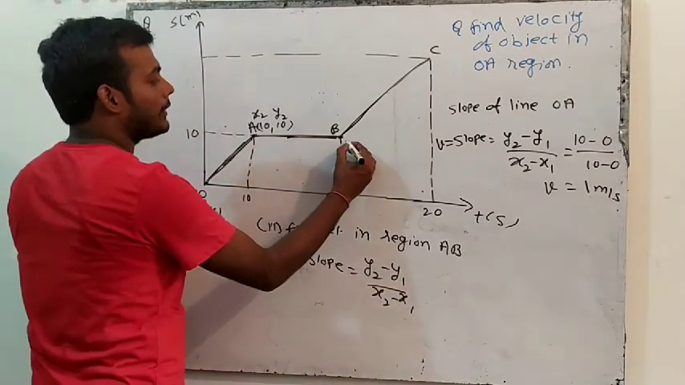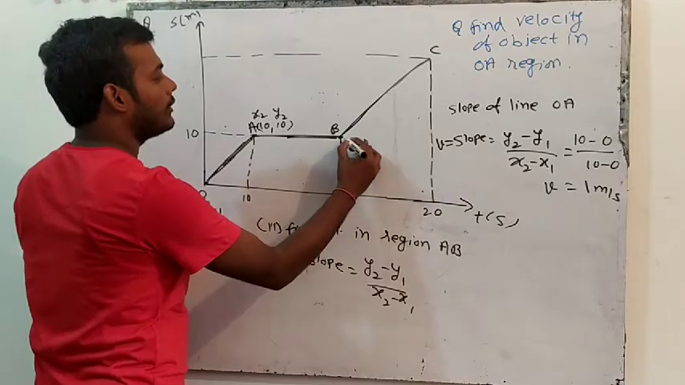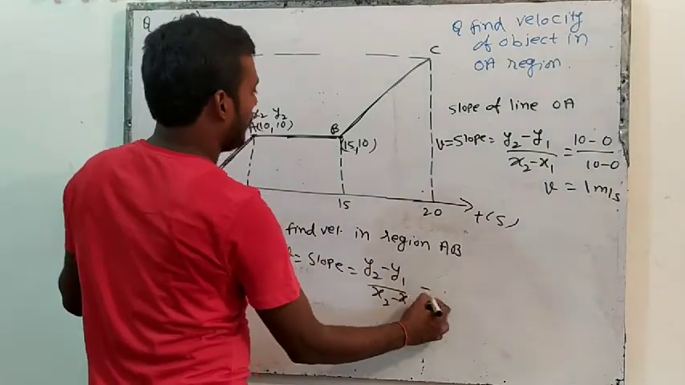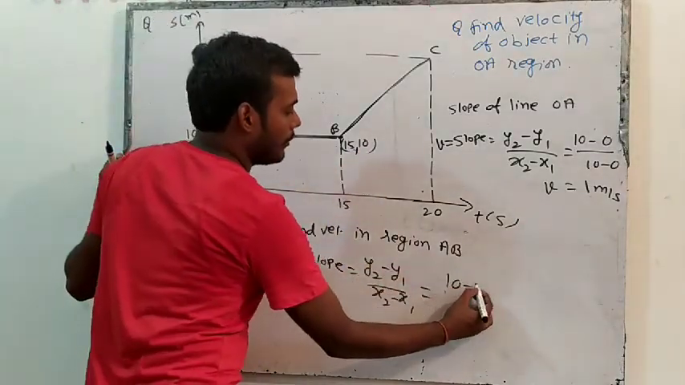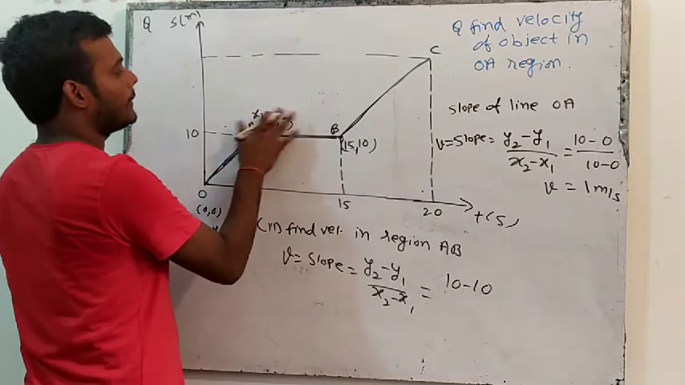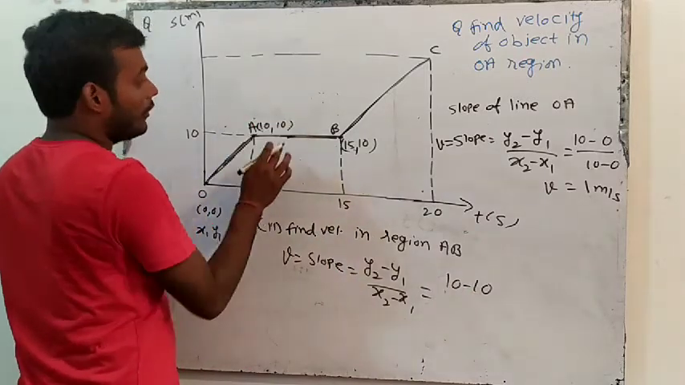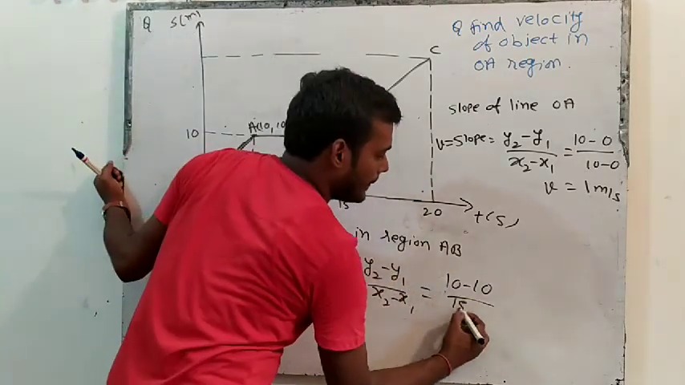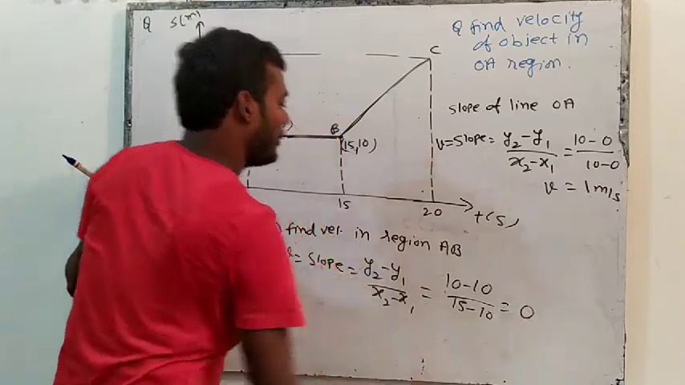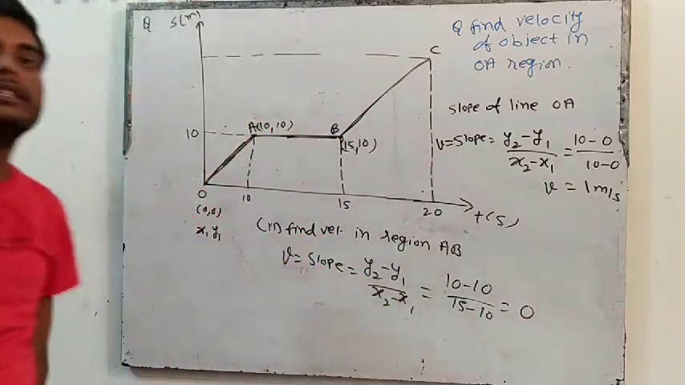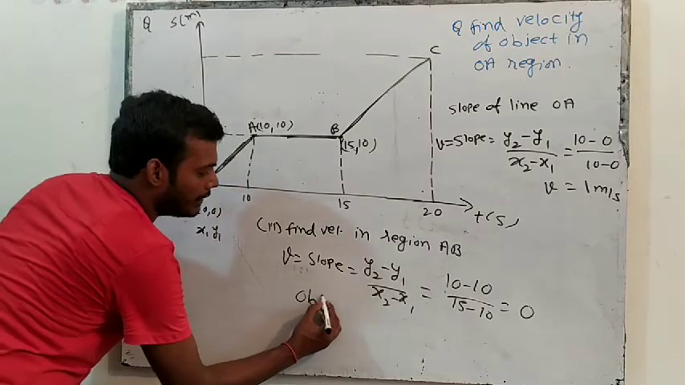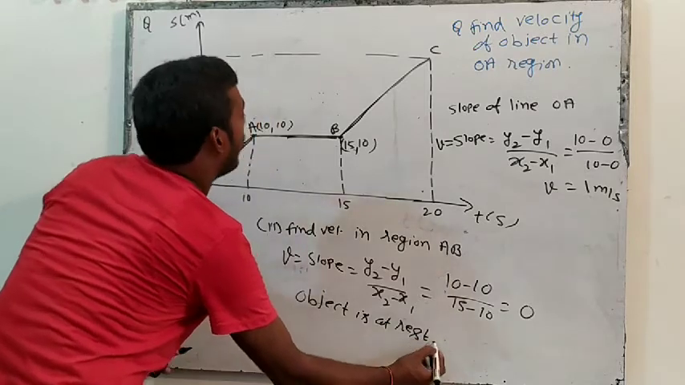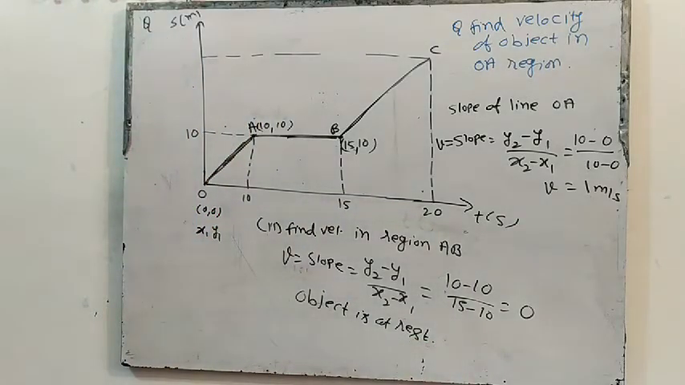What is the coordinate here? 15, 10. This is the coordinate of point B. X is 15, y is 10. So what will it be? y2 is this one now, y1 is this one. So 10 minus 10 divided by x2 minus x1, so 15 minus 10. 10 minus 10 will be 0, so slope will be 0. Slope means velocity is 0, and velocity is 0 means the object is at rest. So in the AB region, the object is at rest.